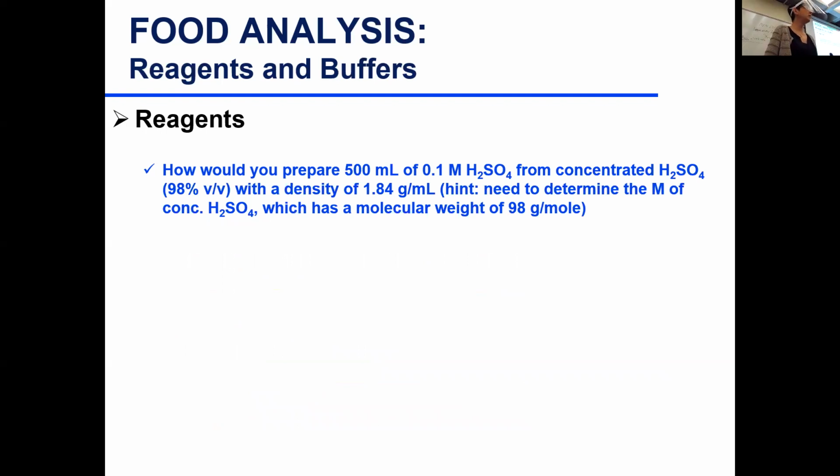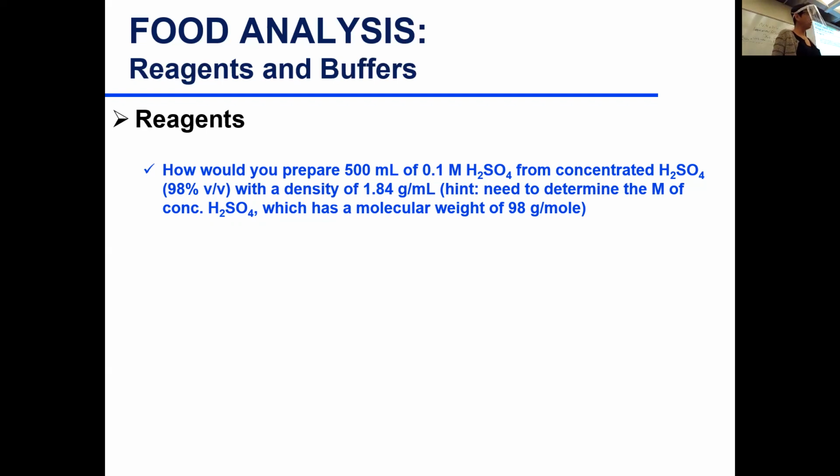All right, this is a little bit more complicated. Here you are given a reagent that comes to you as a percent volume by volume. This is common for H2SO4, which is sulfuric acid. In this case, the bottle tells you when you order it from the store that it's 98% volume by volume, which means 98 milliliters per 100 milliliters.